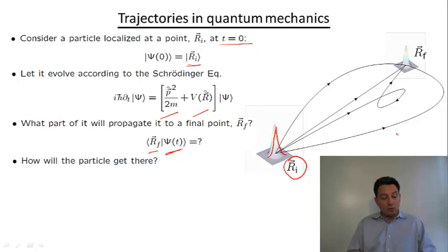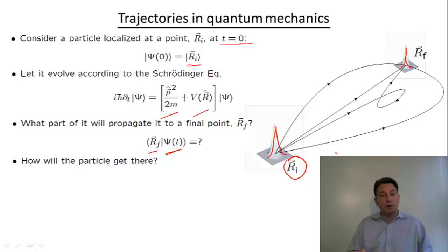Now, another question that we may ask is how will the particle get there? How will the particle go from the initial point to this final point? This question, strictly speaking, doesn't really make sense in the context of the standard quantum theory based on the Schrödinger equation, because there is really no notion of a trajectory, which implies the ability to measure momentum and coordinate at the same time, which is not possible in quantum mechanics. But as we will see in this different formulation by Feynman, this question acquires a meaning.